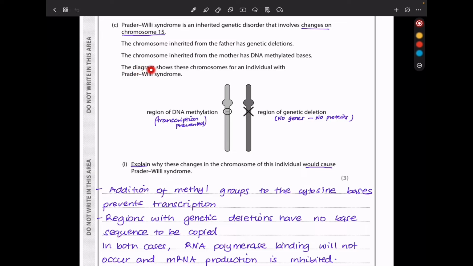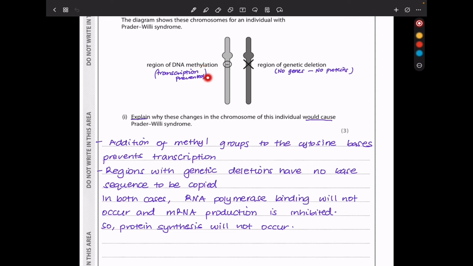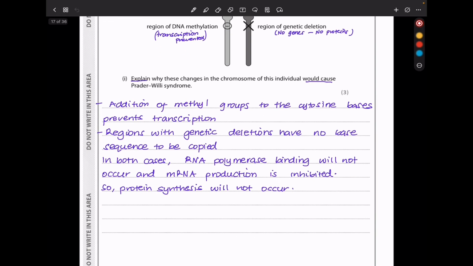So they say the diagram shows these chromosomes for an individual with Prader-Willi syndrome. These are the chromosomes. So like I already said, if there is methylation, transcription is going to be prevented, and if there are genes that are missing, there will be nothing to transcribe, and therefore no proteins are going to be formed. So this explains why these changes in the chromosomes of this individual would cause Prader-Willi syndrome.